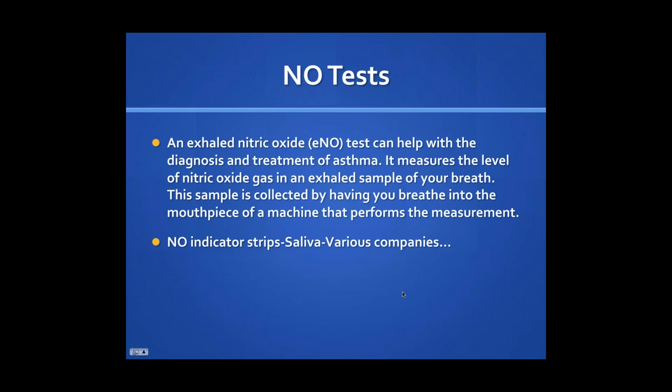And so there are different tests. One is an exhaled nitric oxide test that can help with diagnosis and treatment of asthma. It measures the level of nitric oxide gas in an exhaled sample of your breath. This sample is collected by having you breathe into a mouthpiece of a machine that then performs a measurement, or you can get the nitric oxide indicator strips through various companies.